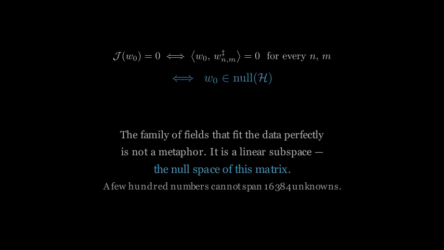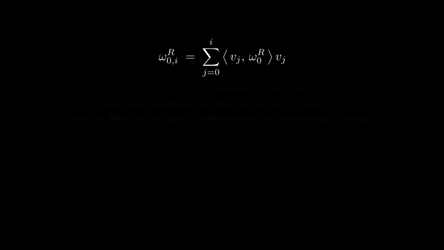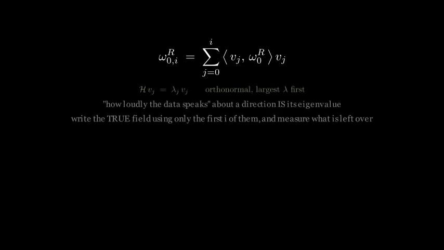So here is the test the paper runs, and it is the cleanest statement of the whole result. The Hessian's eigenvectors are those directions, and its eigenvalues are literally how loudly the data speaks about each one. So order them by eigenvalue, largest first. Take the first i, write the true field in that basis as well as you can, and measure how much is left over. And this is that plot from the paper.